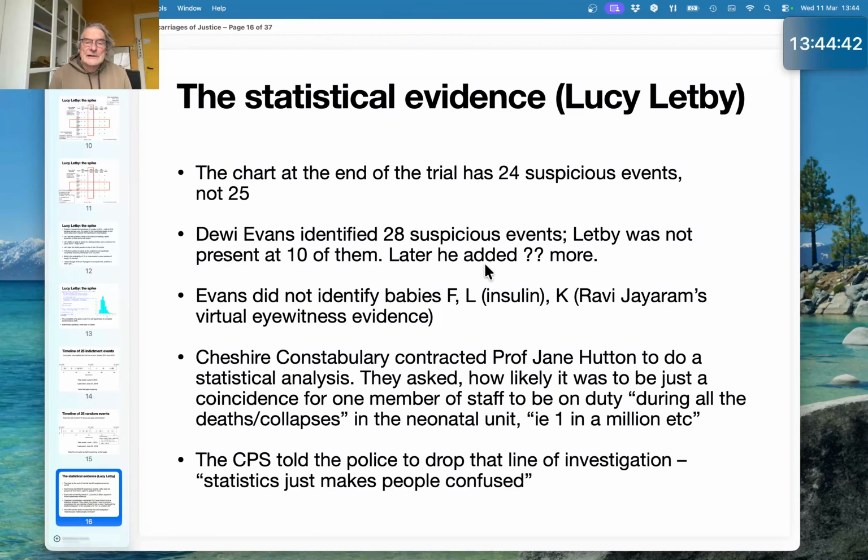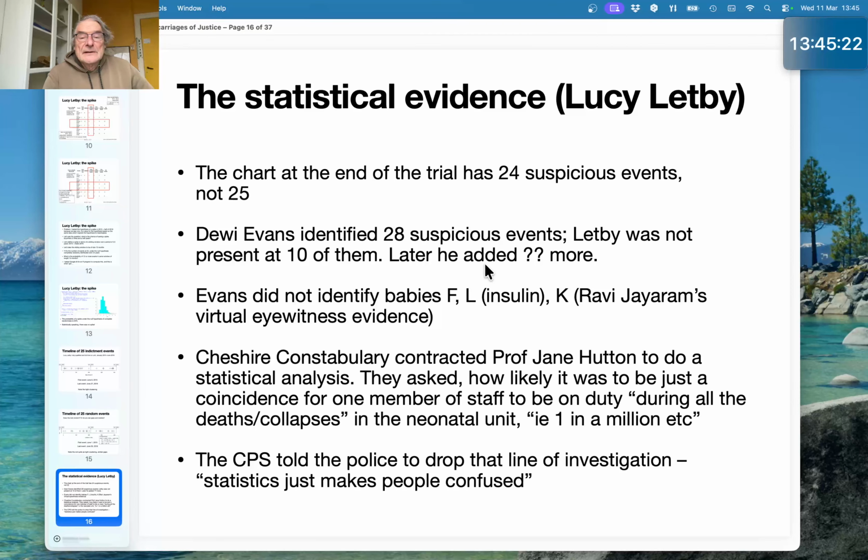She was not present. What is written in the chart about its contents is quite simply not true. And there are a number of errors that have been made, and that's aside from the misleading suggestion which it gives. These are not all the suspicious events which have been identified, because Dowie Evans identified a whole lot more in 2 tranches of medical notes. He found suspicious events.